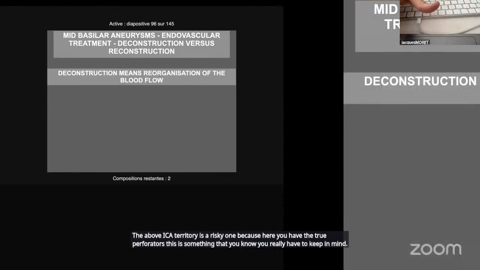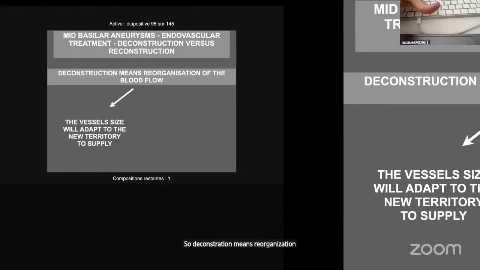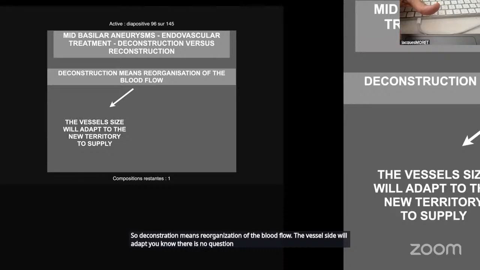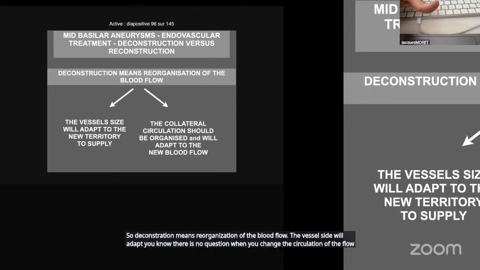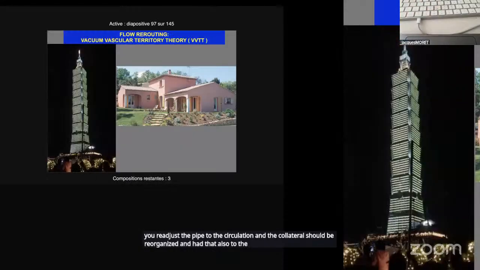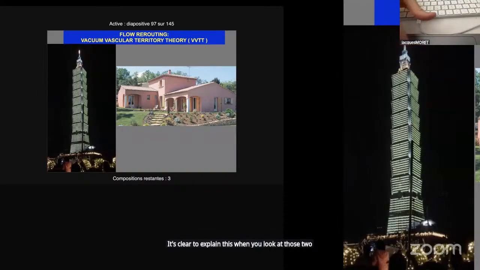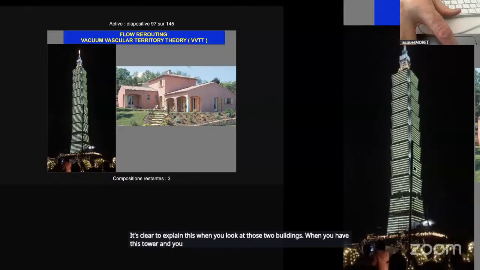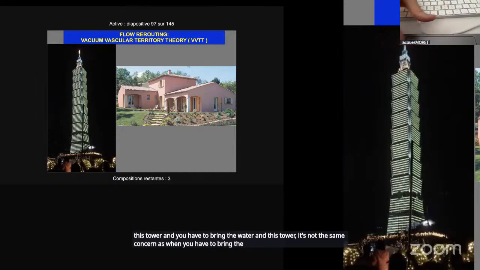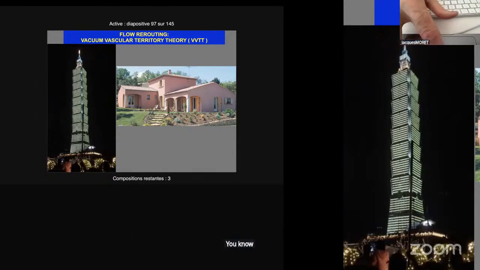So deconstruction means reorganization of the blood flow. The vessel side will adapt. There is no question when you change the circulation of the flow, you readjust the pipe to the circulation, and the collateral should be reorganized and adapt also to the new blood flow. So it's clear to explain this when you look at those two buildings. When you have this tower and you have to bring the water in this tower, it's not the same concern as when you have to bring the water in this one floor, very nice south part of the France village.